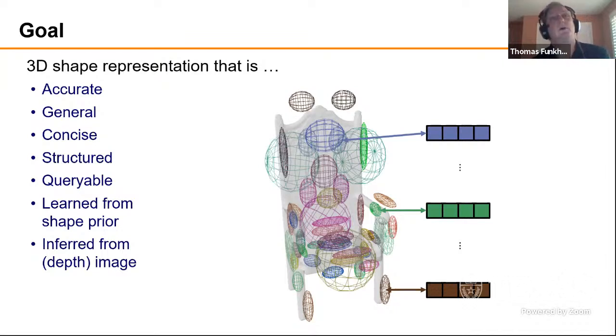That it's queryable, so that depending on your application, you might care about, am I going to be in contact with a shape? Am I inside, outside? What is the volume? Whatever the queries you want to make of a shape, those should be efficient. Of course, not all 3D representations are equally efficient at all queries. It would be nice if the shape representation could be learned from priors, which might help with its conciseness and accuracy. And then if it could be inferred from observations, like a depth image or an RGB image, that would be a really nice property of a shape representation.